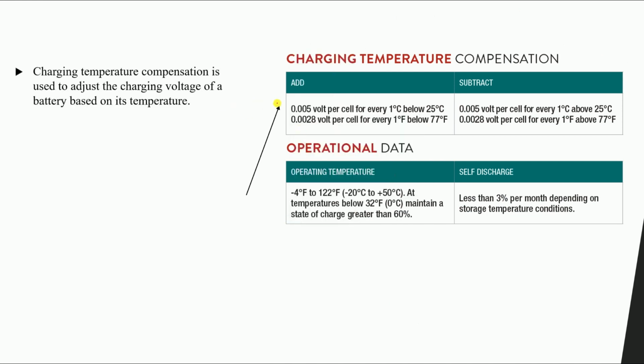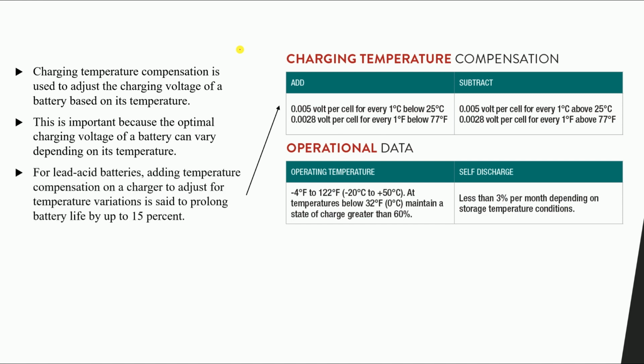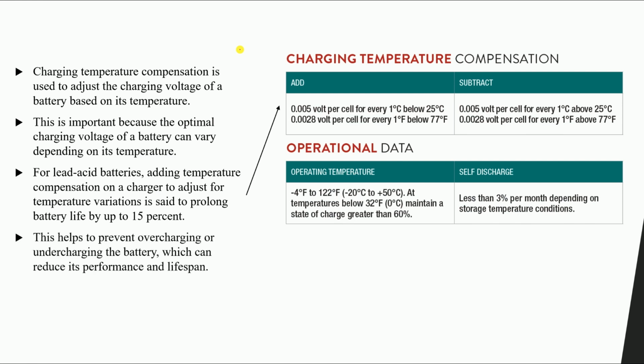So the charging temperature compensation is used to adjust the charging voltage of the battery based on the operating temperature. This is important because the optimal charging voltage can vary depending on the temperature, as we have just said. For lead acid batteries, we add a temperature compensation on the charger to adjust for temperature variation, which is set to prolong the battery life by up to 15%. So why do we do this? Because it will help extend the lifetime of our battery. This will also help in preventing overcharging and undercharging of the battery, which reduce its performance and lifespan.